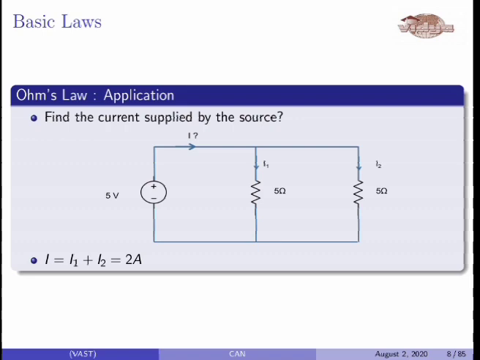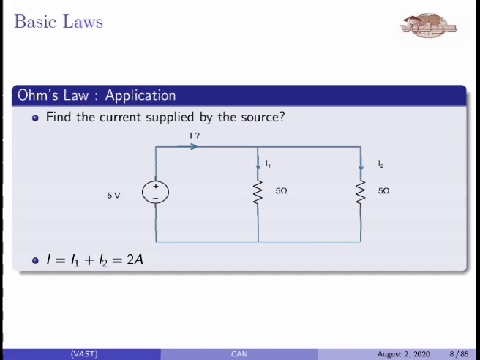You have to remember that in the previous case, the current supplied by the battery was 1 ampere. But in this case, the current supplied by the battery is 2 ampere. So by adding a resistance in parallel, the current supplied by the battery is increased, which means that the resistance seen by the battery is reduced. That's why the current supplied by the battery increases.